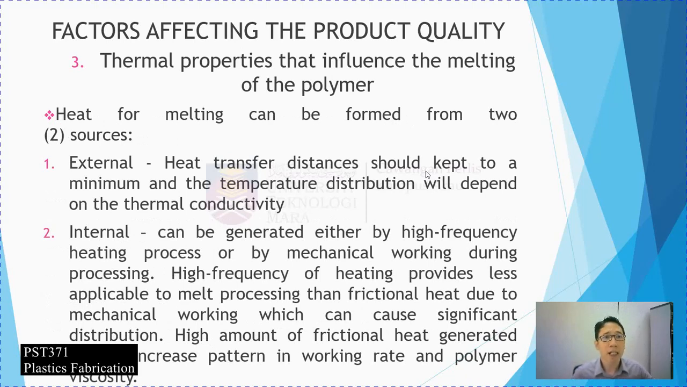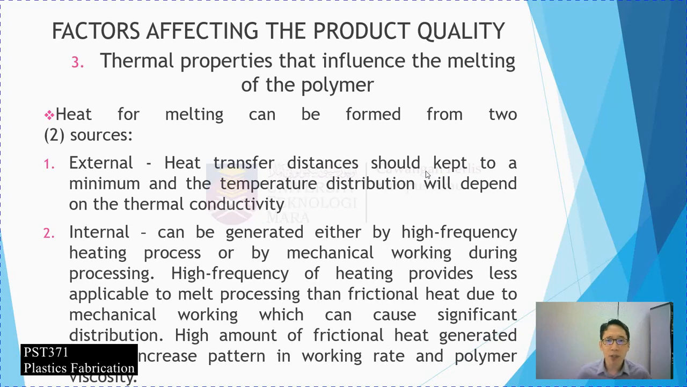Okay, heat of melting can come from two sources. The first one, the external. Okay, usually this is very common, external. I think you will know about this. The heat transfer distance should be kept to a minimum, and the temperature distribution will depend on the thermal conductivity. Whereas internal heat generation can be generated either by high frequency heating or by mechanical working during the processing. For example, the rotating screw in an extrusion machine or injection molding itself.